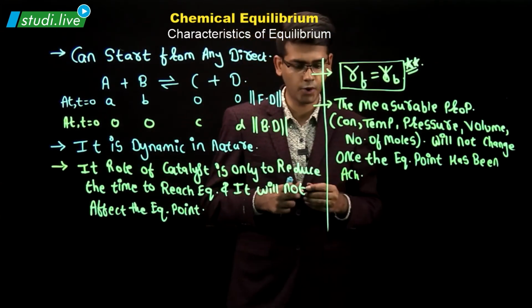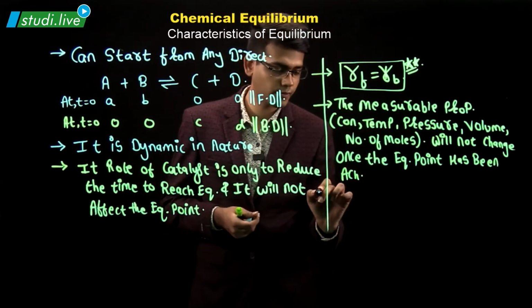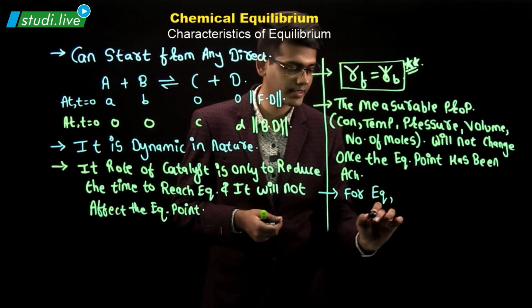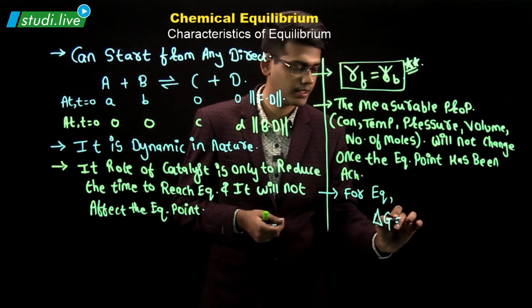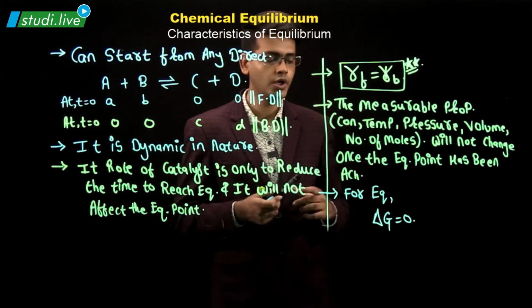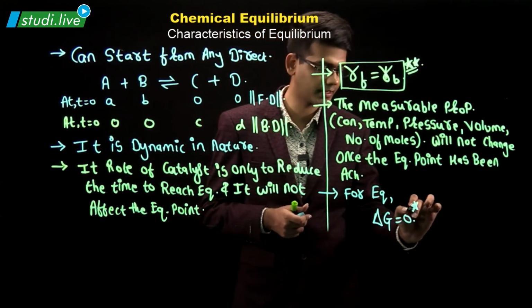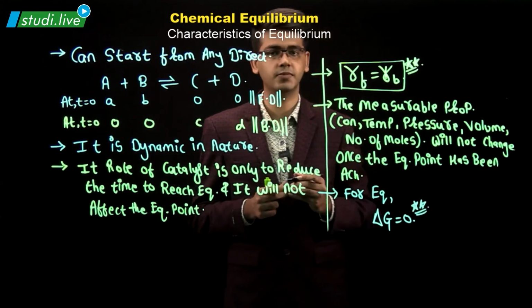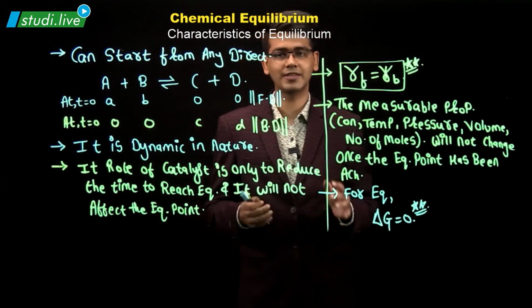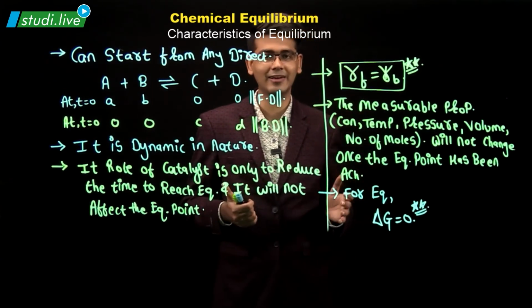Next, one important point, that is always for equilibrium reactions, delta G is always equal to 0. That is, the change in Gibbs energy is equal to 0 for any equilibrium reaction. Again, this is also asked many times in many types of exams. So, these were the characteristics with respect to chemical equilibrium.